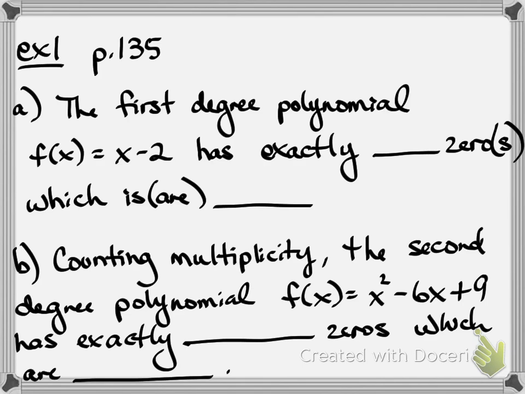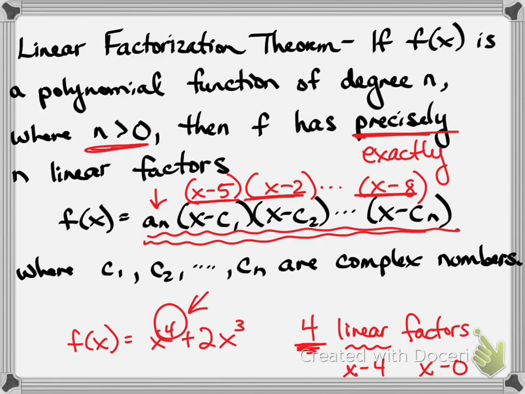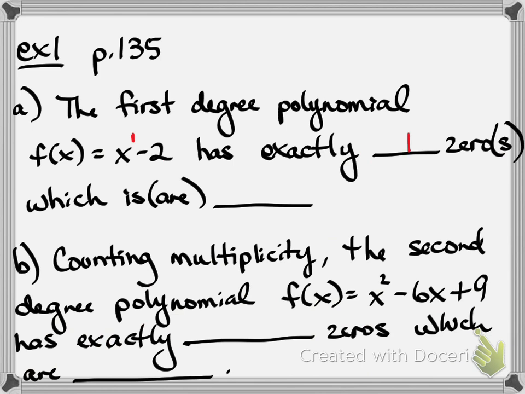So go ahead and look in the book with me on page 135. Okay, so example 1. The first degree polynomial, f of x equals x minus 2, first degree because the highest power of the x is a 1, has exactly, according to that linear factorization theorem, exactly 1 zero, which is x equals 2. And that's its only factor, too. It could be written like this. Linear factorization theorem has that factor right there.